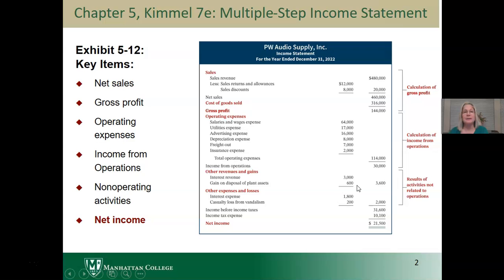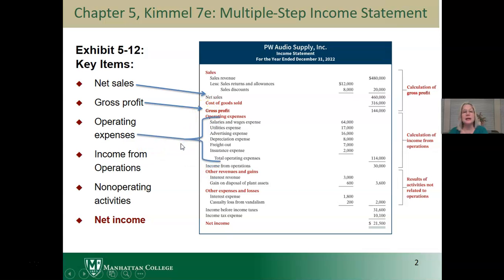In Chapter 5, in your text, we see a multi-step income statement, the first part of which calculates gross profit by looking at sales, net sales. Remember, that's sales minus any sales returns and allowances and discounts. Usually on the income statement, they only give you net sales, not the details about discounts and allowances. We have a gross profit after we deduct the cost of goods sold from sales.